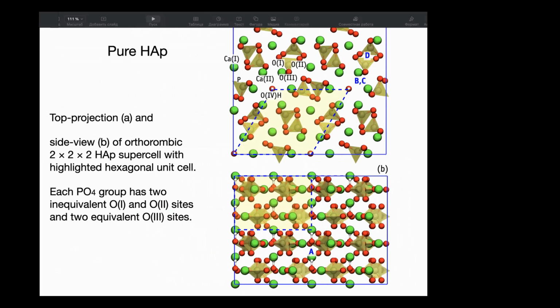We consider different types of impurities here. It's substitution of calcium 1, calcium 2, and phosphorus by iron. And here with D, B, C, we made interstitials.